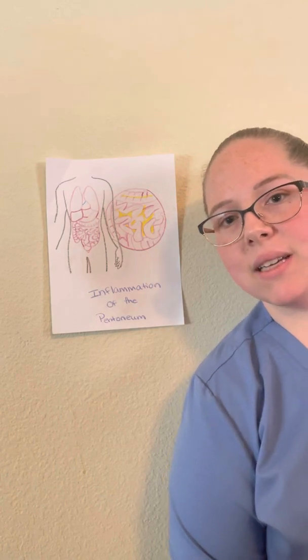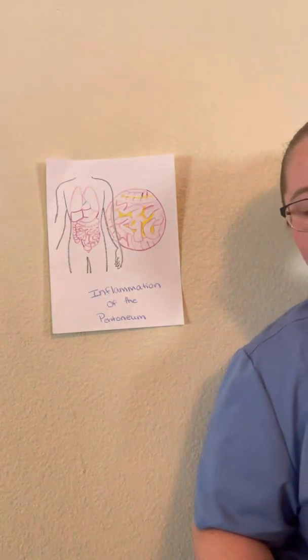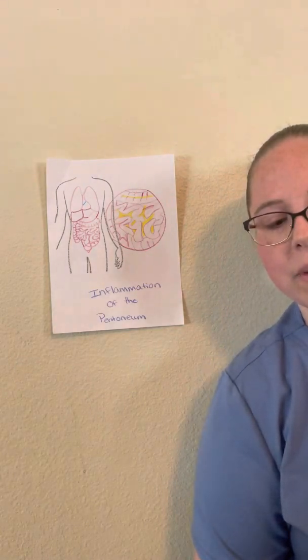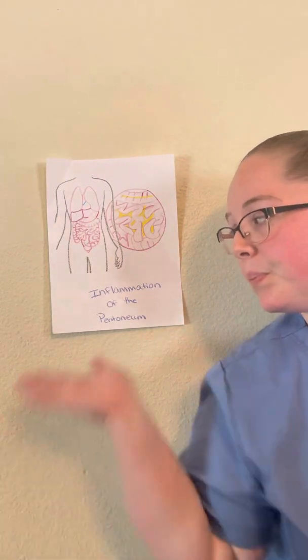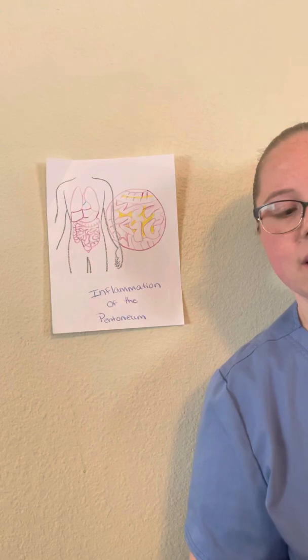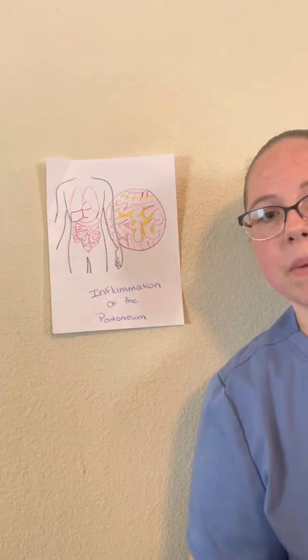Today I'm going to be discussing peritonitis. So, to understand peritonitis, we must first understand the peritoneum. The peritoneum is the lining of the abdominal cavity. It is made up of serous membranes. Peritonitis is defined as the inflammation of the peritoneum.